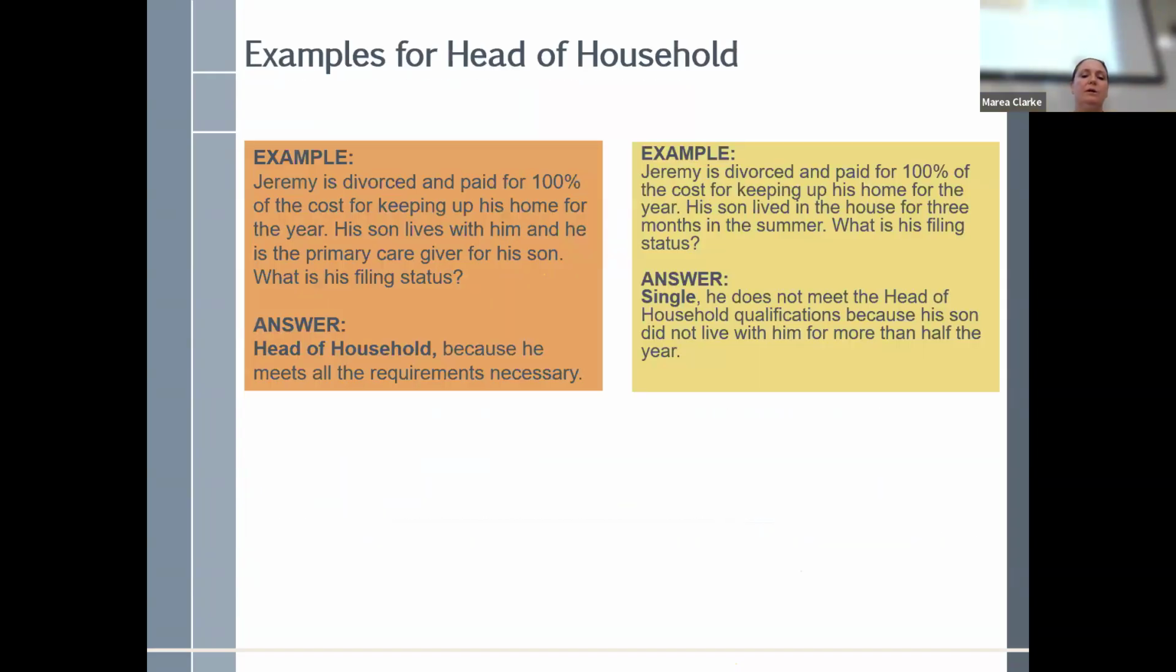So a couple of examples here. Jeremy is divorced. He paid for all of the cost of keeping up his home for himself and his son. He can file as head of household, right? Because he's paying for everything and he's taking care of his son. In the same situation, but Jeremy's son only lived with him for 3 months in the summer, he's not going to qualify as head of household. He's going to have to be single because even though he paid for some of the costs for his son, he only lived with him for 3 months. He didn't live with him for the more than half of the year that is required.